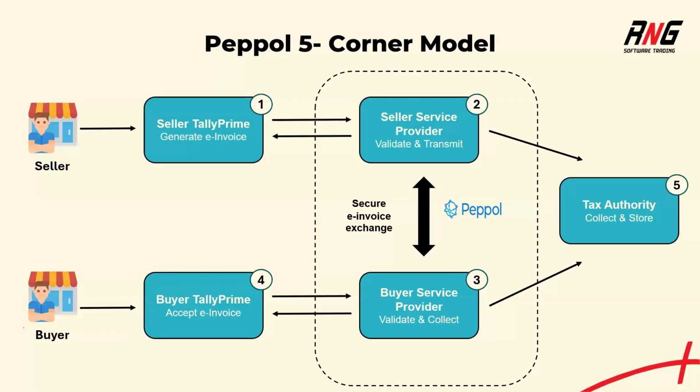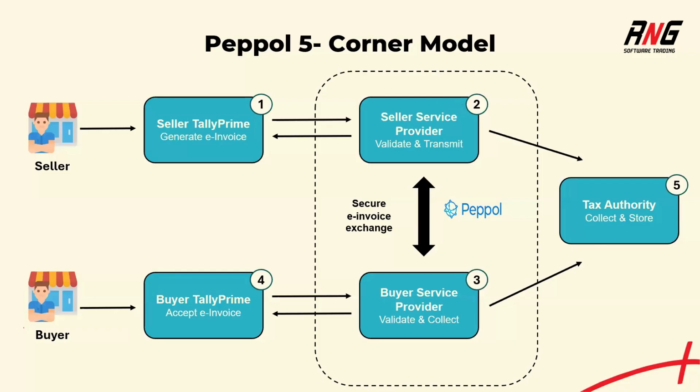And once everything is validated, it goes to the buyer who then accepts the invoice, and again it goes to the FTA as well. So this is what the Peppol five corner model is all about, and this is how the invoice flows. Yeah. So just to again reiterate, you have the seller who generates an e-invoice.